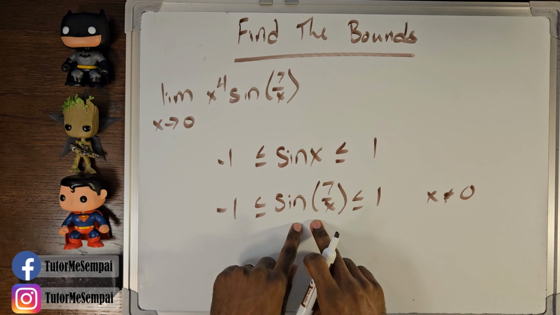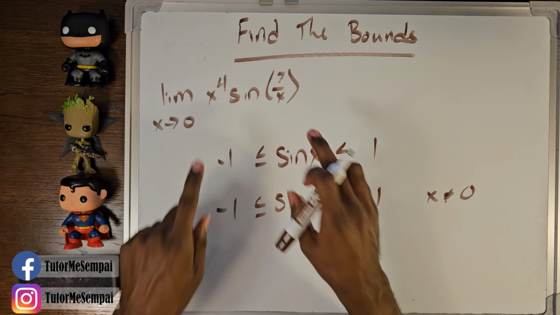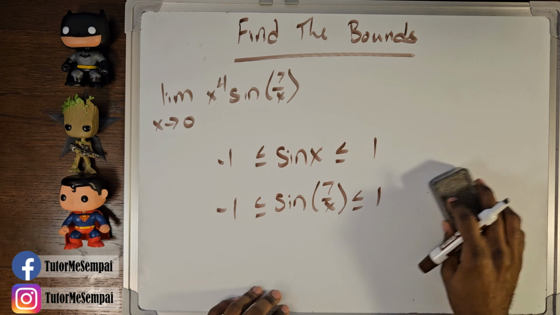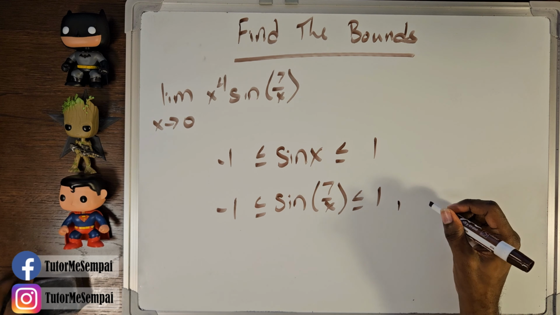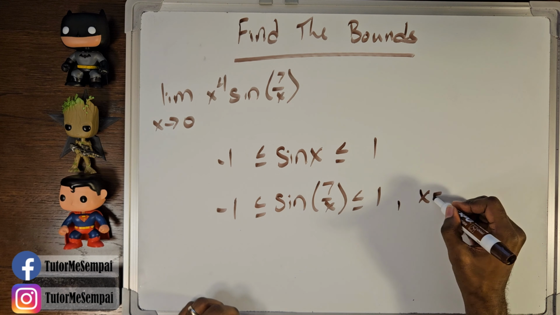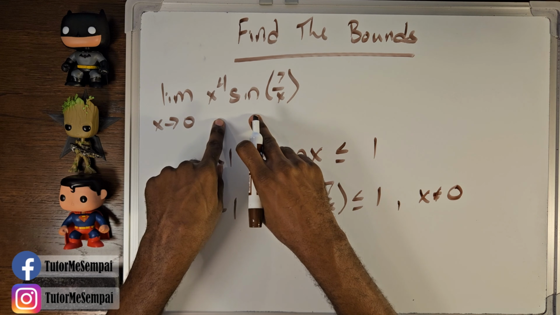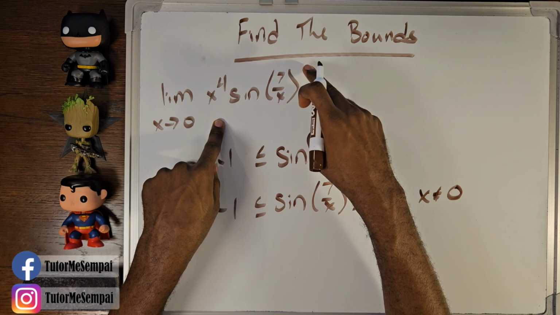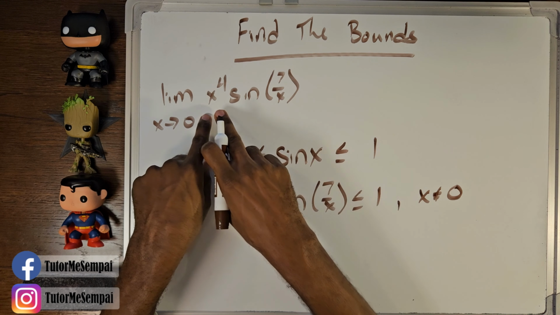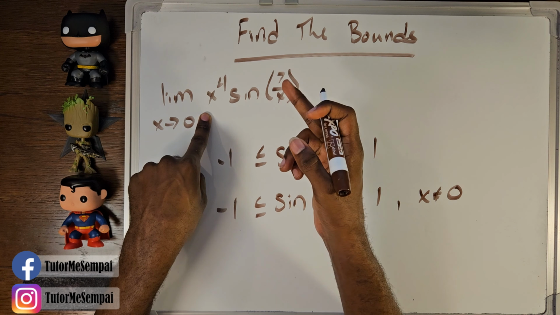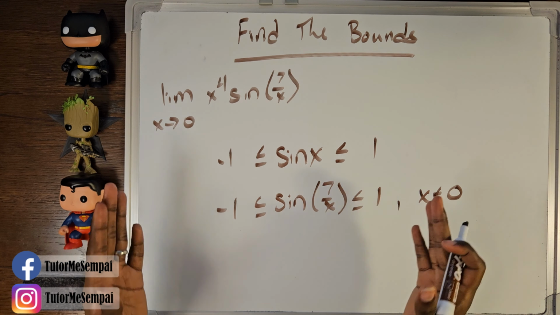So now that we have this, we're a little bit closer to what we have here. However, we're not quite there. We have a little bit more to do. So what do we need to do in order to get this looking like this? We already have sine of 7 over x, but we are missing what? Our x to the 4th. So let's multiply everything by x to the 4th.